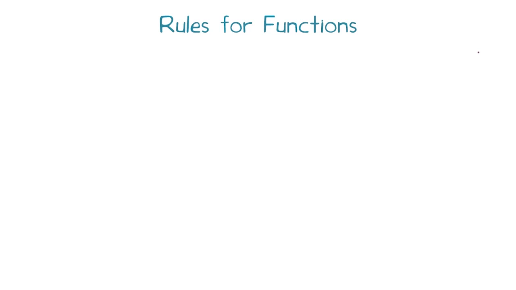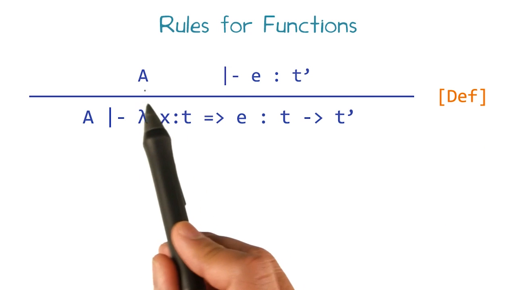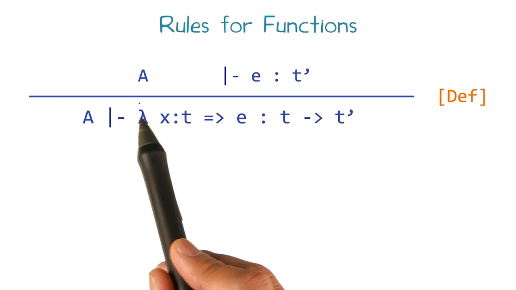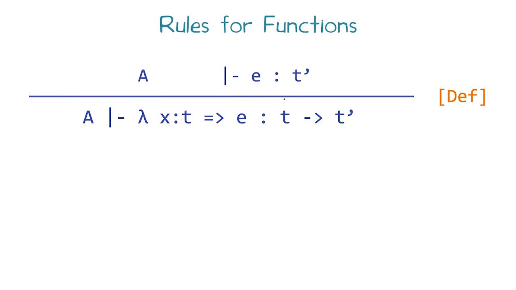Now we can make the last of the inference rule schemas for our language. We need to introduce rules for typing function definitions and function calls. For function definitions, we make the following rule, which we call def. Using our environment A, if it is provable that E is of type t prime, then it is provable that the function lambda x of type t yields E is a function of type t arrow t prime.